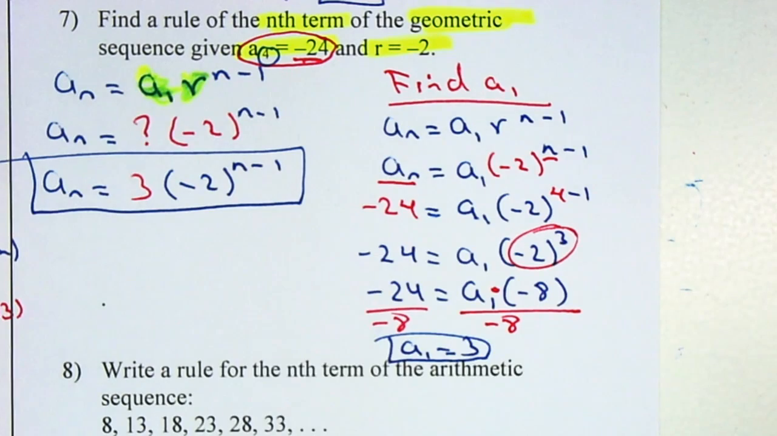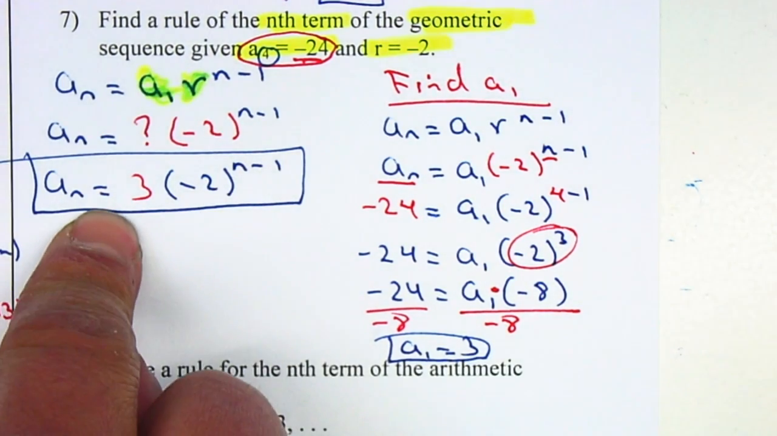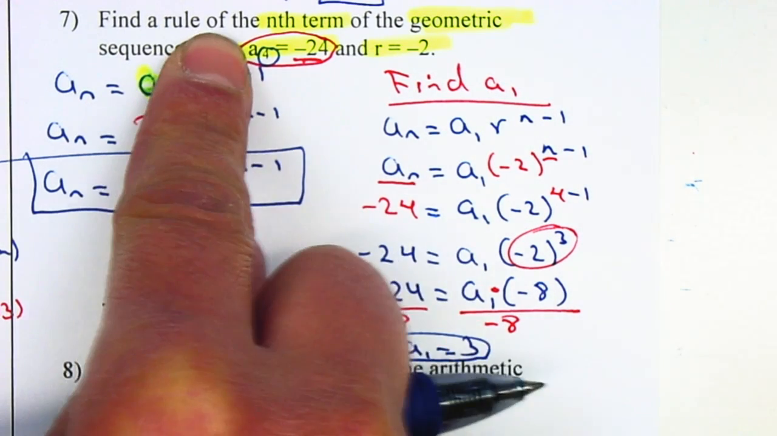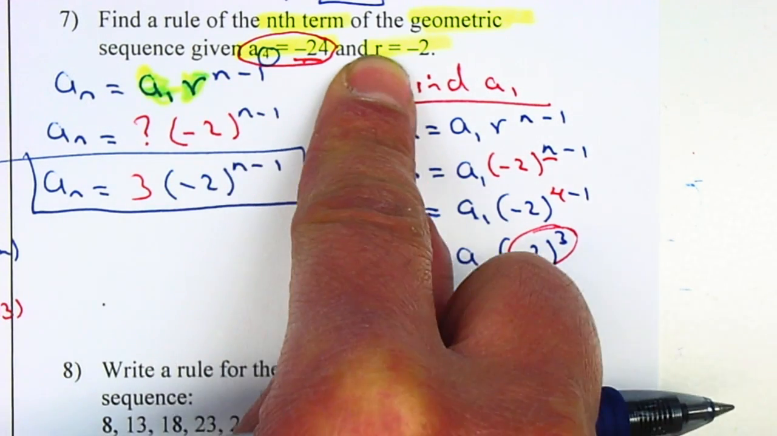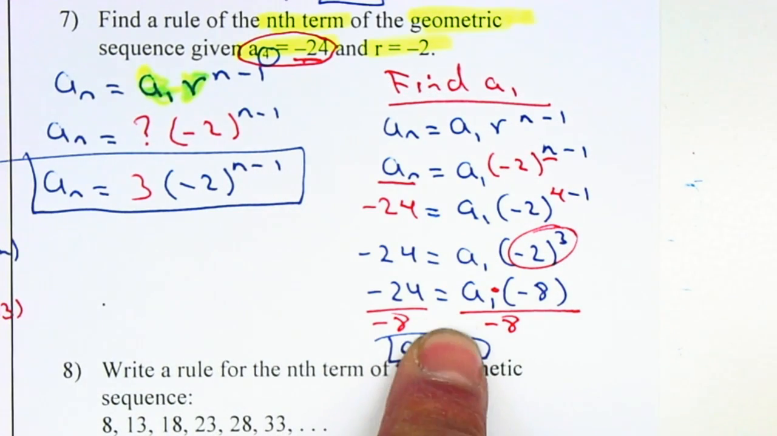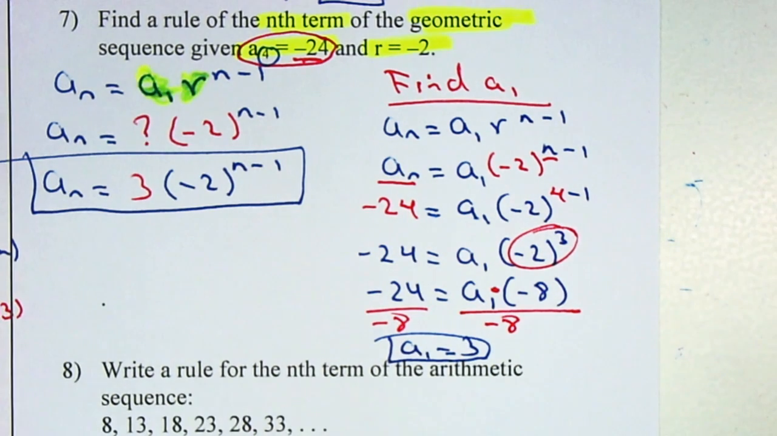And that's all we needed. Remember, the only reason that we have to go through this is because we didn't know what a sub 1 is. We didn't know what the first term is. We knew what the fourth term was, negative 24, and we knew the ratio, so we use that information to find the first term. And be careful, if it's multiplying, you need to divide.